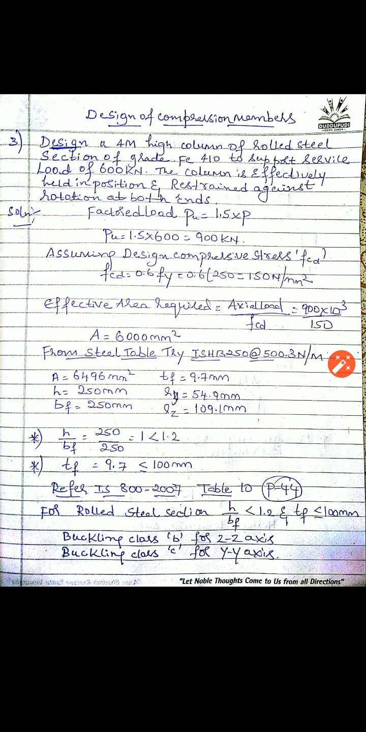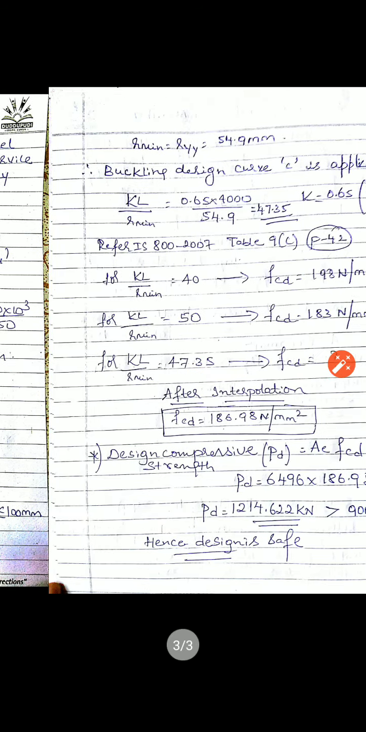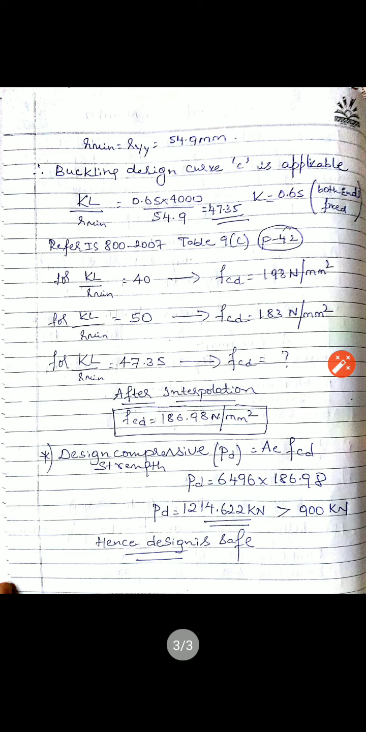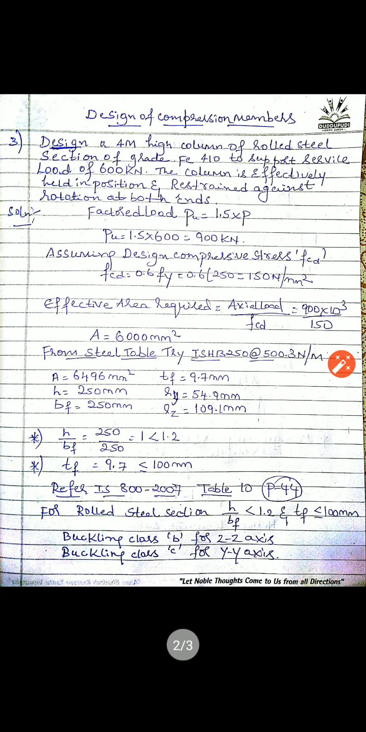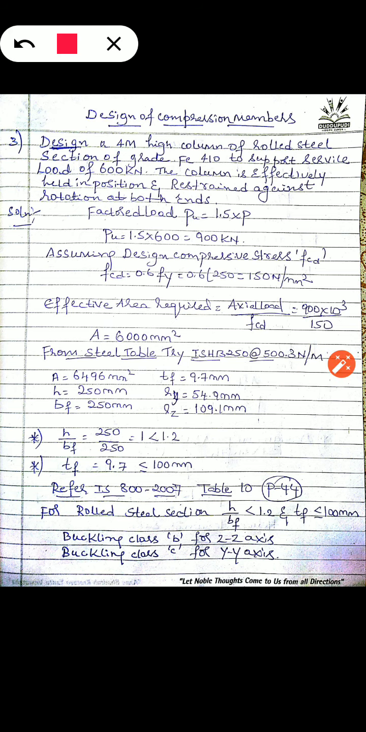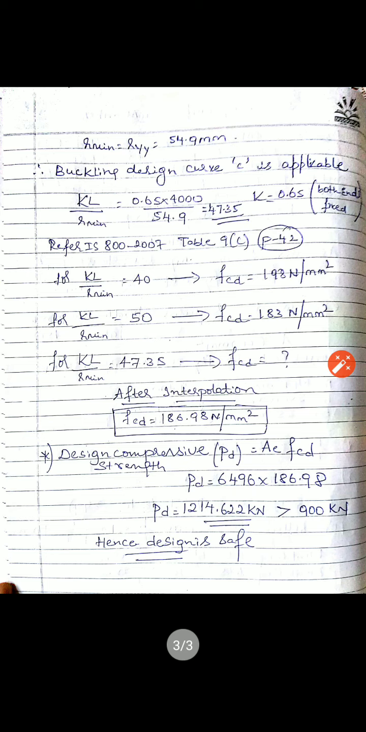Next thing is to find the design compressive stress. To find the design compressive stress, we have to find the slenderness ratio. Slenderness ratio is given by KL by r minimum. K is the effective length factor, since both ends are fixed, it is 0.65, and the length is 4 meters. r minimum depends upon the radius of gyration about the y-axis and z-axis. Ry is the minimum value, so I have taken that one. So we got the slenderness ratio as 47.35.